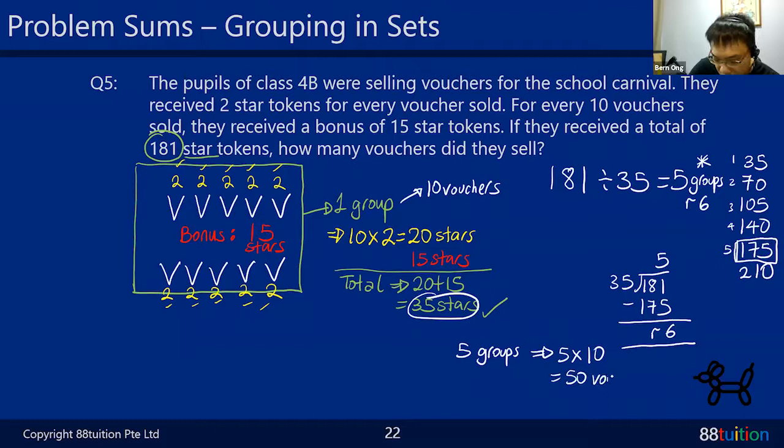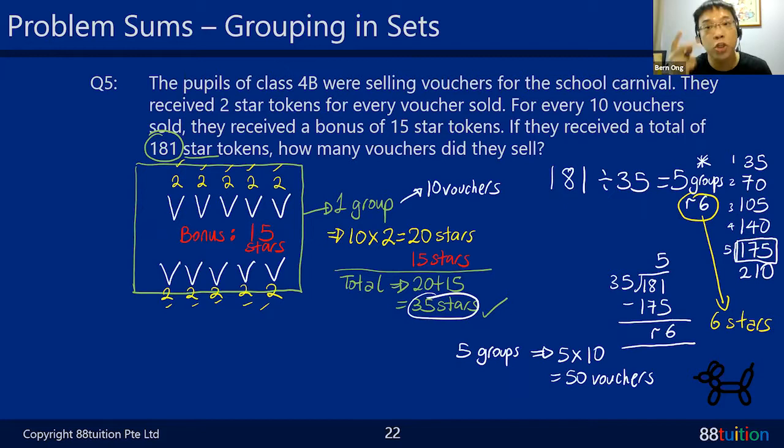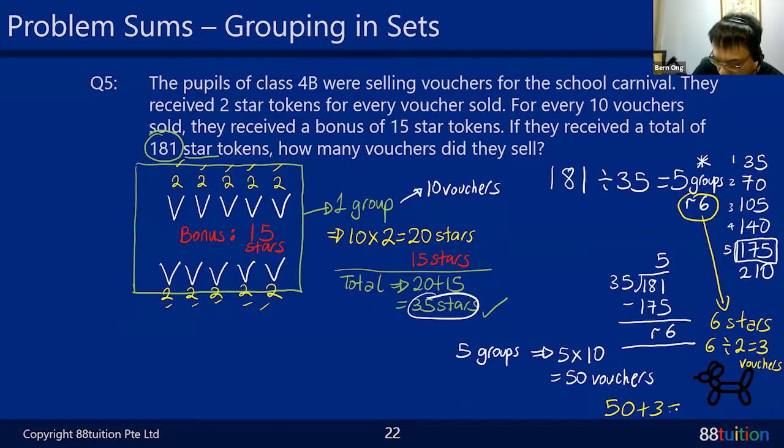Very good. Somebody got 53 already. Good job. So 5 times 10, you got 50 vouchers already. But the remaining six is what? This remaining six is six stars. And six stars comes from where? Remember, one voucher, two stars. Yes, Kelvin, Estelle, correct already. So six divided by two will give you three vouchers. So total, how many vouchers are we talking about? We are talking about 50 plus 3, which is 53 vouchers. Can you see or not?